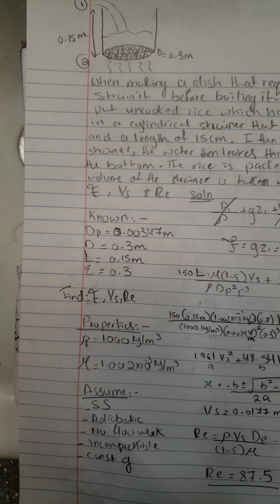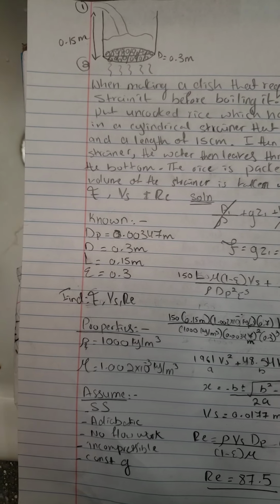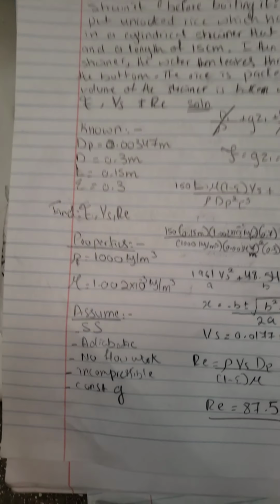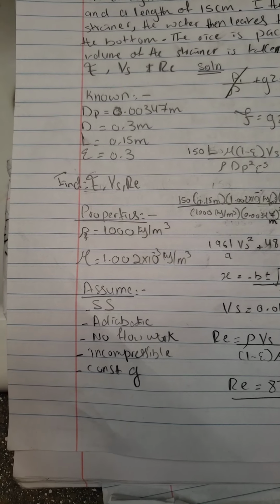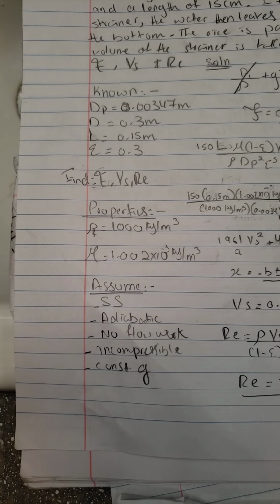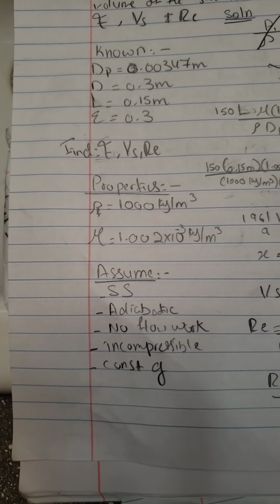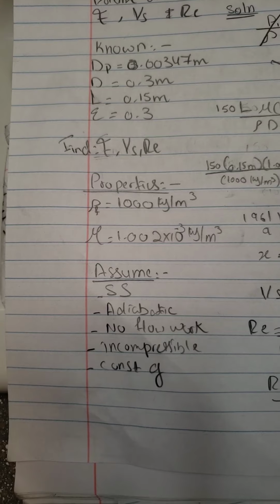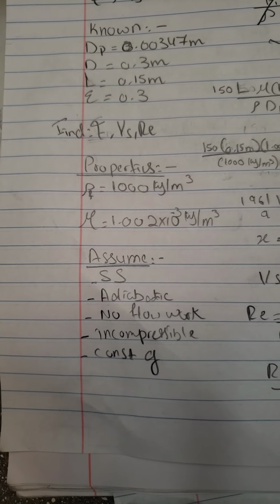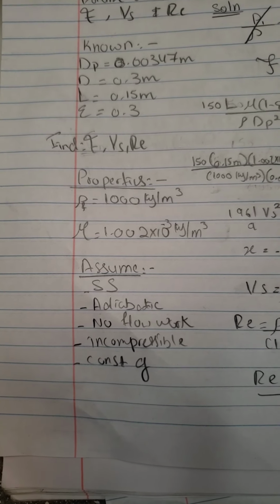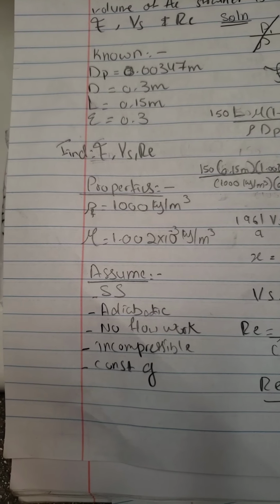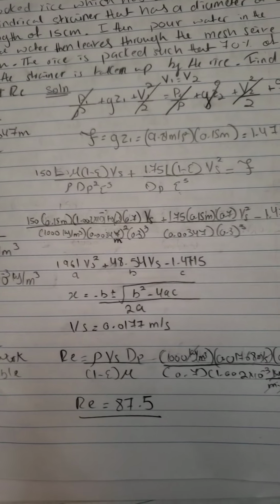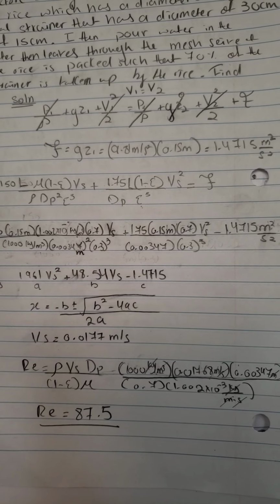We have here points 1 and 2, which is the water being poured in and the water leaving. Known is the particle diameter, the diameter of the cylinder, the length of the cylinder, and the void fraction. We're finding friction factor, superficial velocity, and Reynolds number. Properties are the density of water and the viscosity of water. We assume steady state, adiabatic, no flow work, incompressible, and constant gravity. These assumptions prove to be useful in our Bernoulli equation.